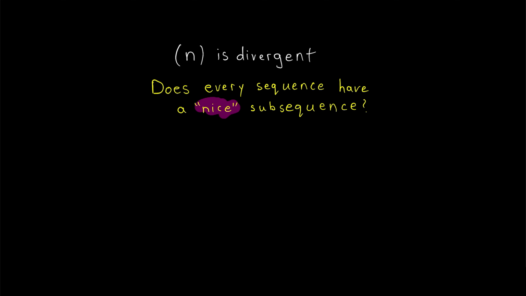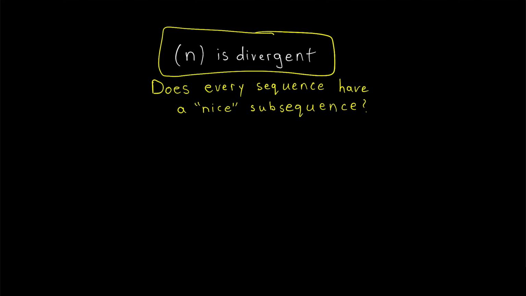If by nice we mean a convergent subsequence, then again the answer is no. Not every sequence has convergent subsequences. The sequence of natural numbers, for example, diverges to infinity, and I'll leave a link in the description to a lesson where we saw that if a sequence diverges to infinity, then so do all of its subsequences. Although the sequence of natural numbers isn't convergent, and neither are any of its subsequences, they are all monotone, so it does have monotone subsequences.